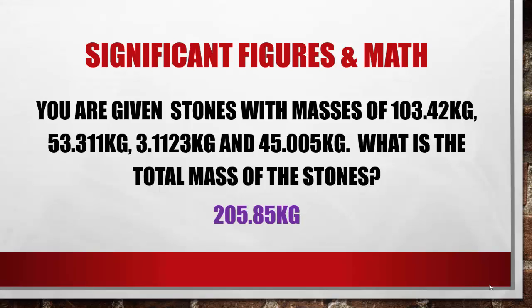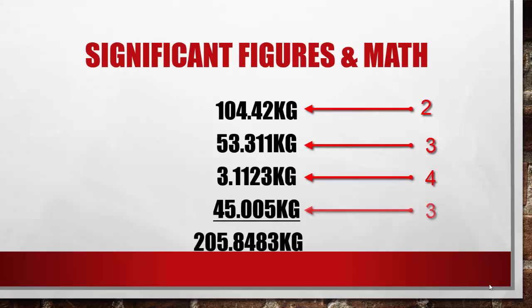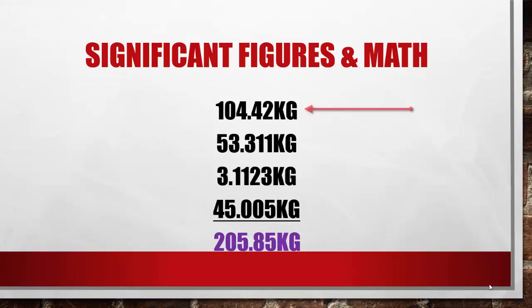Correct answer is 205.85 kilograms. How did we get it? Well, you start with the problem, you set it up. When you do the math, you get this as the answer. But you notice that you have 2 decimal points here, 3 decimal points here, 4 decimal points here, 3 decimal points here. The least number of decimal points is 2, so your answer had better have 2 decimal points. You see that the 4 will be rounded up to 5, and so the correct answer is 205.85 kilograms.